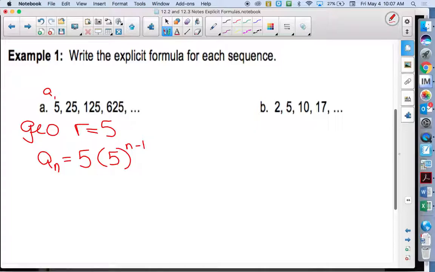Let's say plug a 3 in here. So 3 minus 1 is 2. 5 squared is 25, times 5 gives me the third term of 125. So it does work. You can plug a number in to check to see that you're getting that value in your sequence. Any questions with A? So looking at number 2, we have 2, 5, 10, 17. What are we doing here?